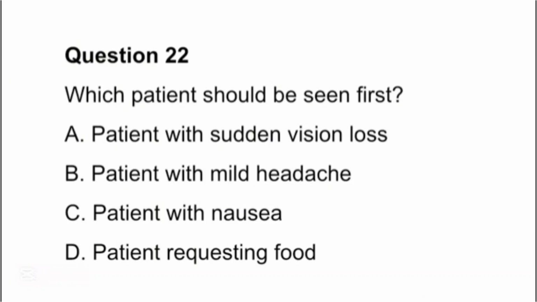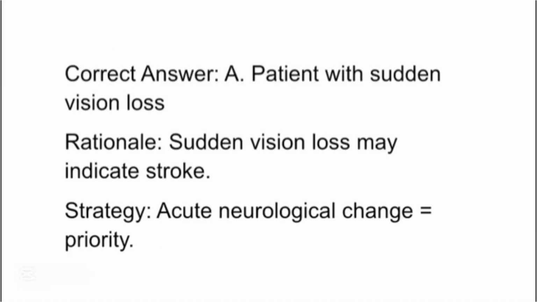Question 22. Which patient should be seen first? A. Patient with sudden vision loss. B. Patient with mild headache. C. Patient with nausea. D. Patient requesting food. Correct answer: A. Patient with sudden vision loss. Rationale: sudden vision loss may indicate stroke. Strategy: acute neurological change equals priority.